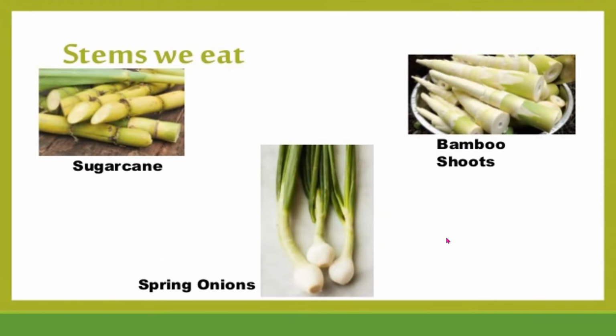Some stems that we use for edible purposes are sugar cane, by which we get sugar, and spring onions, from which vegetable is prepared. Bamboo shoots in their young stage, we prepare its vegetable, as well as pickles are also made from bamboo shoots.